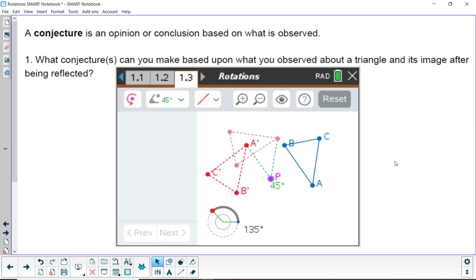So let's turn to number 1 on the PDF. Reminder that a conjecture is an opinion or conclusion based upon what you've observed. So based on what you observed in number 1, what conclusions can you make about a triangle and its image after being rotated? You can do that on your PDF. You can write the answer down on your paper. You can copy it on your paper, whatever works best for you. Please pause the video to do this now.